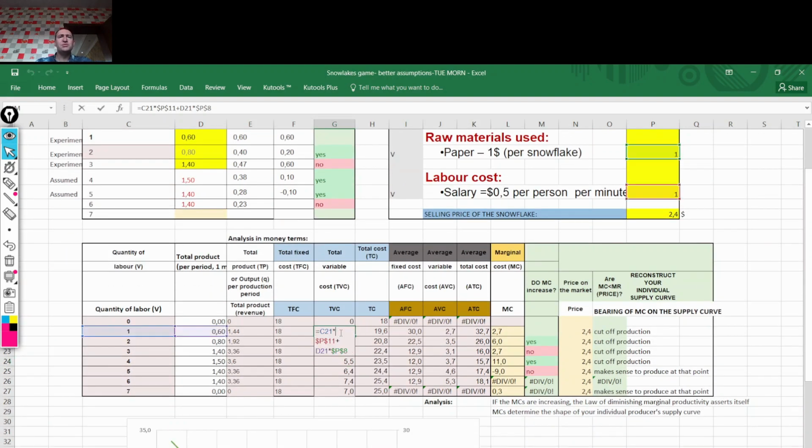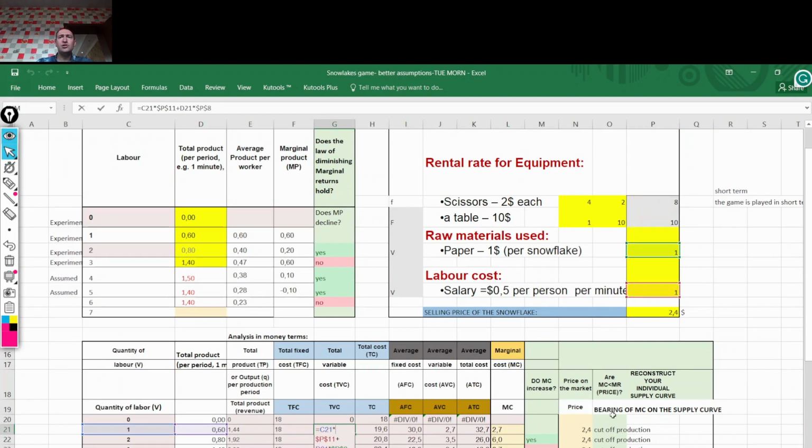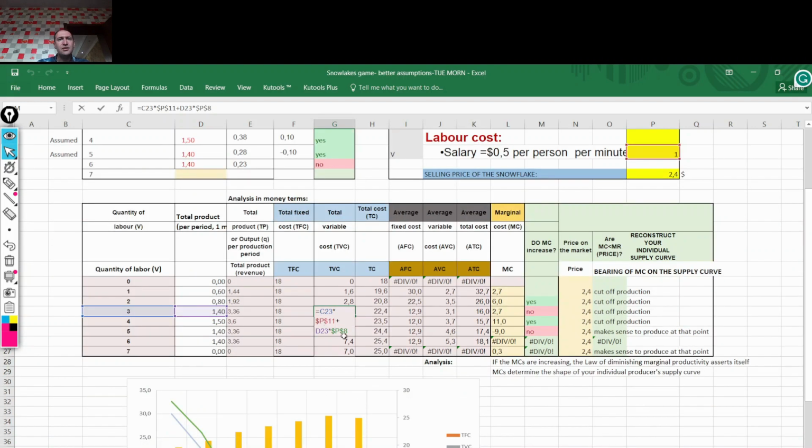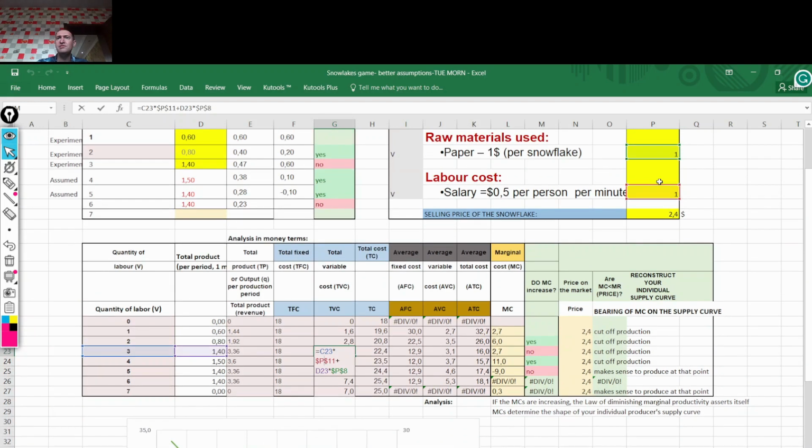And the total cost, by the way, how am I estimating here in the game the total variable costs? In our game, we know how many workers are employed every step of the way. Let's say three workers are employed at this junction in the game. So I multiply the quantity of labor, the number of workers employed. Where is that? The C23, right? That number by the salary of the individual worker per minute. I will get something. Obviously, if you multiply 3 by 0.5, you'll get 1.5, and that will be the labor cost.